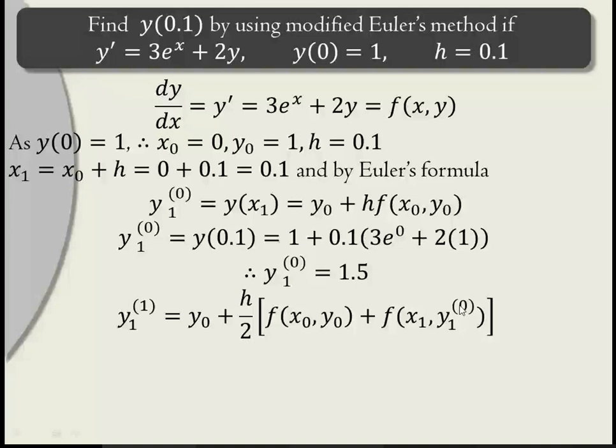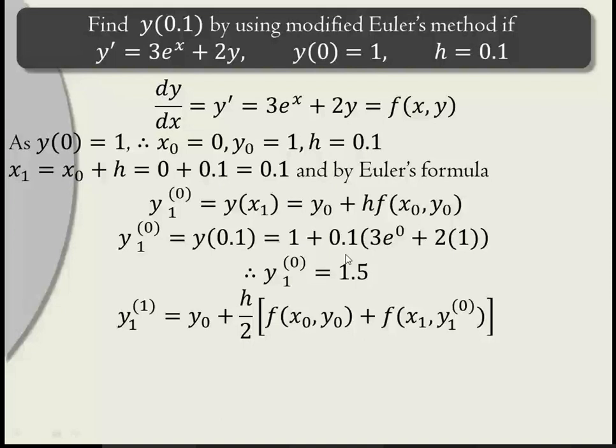Okay, so we know what f of x, y is. Put x naught, y naught into it. We know what x naught and y naught are, so put them into this function. Plus we know x1 and the zeroth iteration of y1, which is 1.5. So put x1 as 0.1 and the zeroth iteration of y1 as 1.5 into this given function.